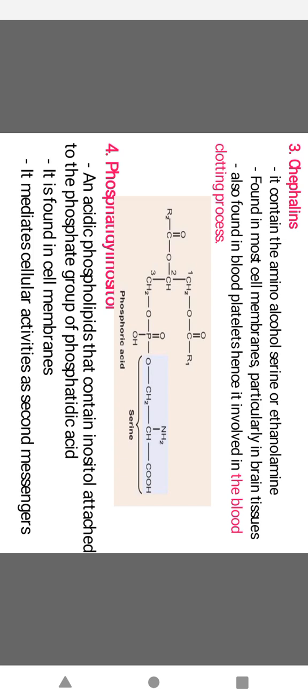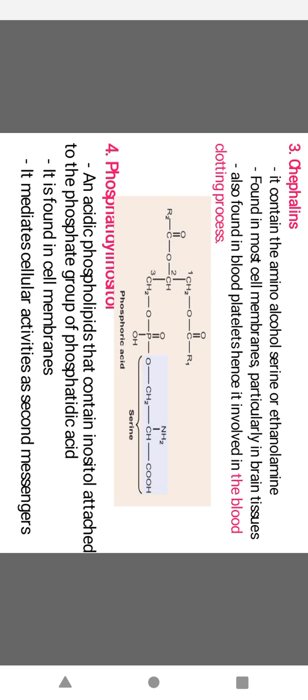Next, another one, cephalin. It contains the amino alcohol serine or ethanolamine. These are the alcohol groups found in most cell membranes, particularly in brain tissue. Also found in blood platelets. Hence, it is involved in the blood clotting process. Here is the structure of cephalins. Phosphatidic acid is the base attached with the serine group.